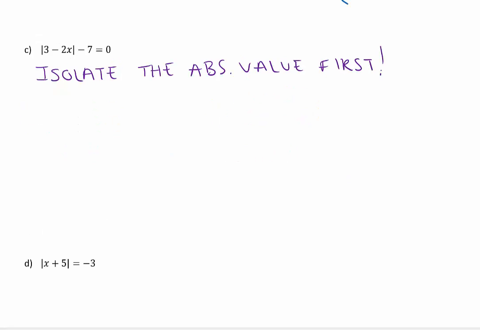Now, before you can break an absolute value equation into two equations, you actually have to make sure the absolute value is by itself, or isolated on one side of the equation. What I mean by that, if we take a look at example C, we've got the absolute value of 3 minus 2x, minus 7 equals 0. Before I can write this as an equation with a positive and a negative, that absolute value has to be by itself. In this case, that would mean add the 7. Once the absolute value is by itself, you can break it down into those two equations.